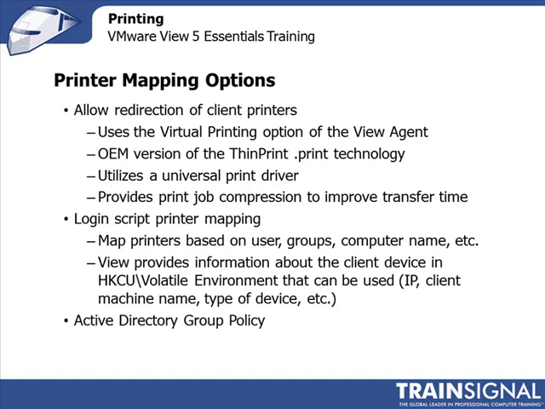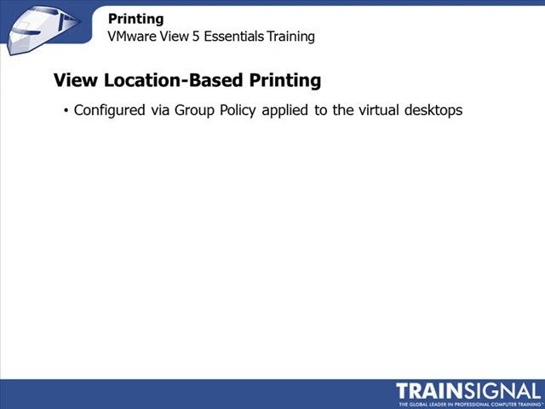You can also deploy printers through Active Directory group policy. And finally, View offers the location-based printing option, which we'll discuss now in more detail. The location-based printing offered with View is configured via group policies that are applied directly to the virtual desktops. View implements this group policy setting via a special DLL that you need to register on the machine that you're going to manage this group policy with. It's a little bit different than just using the traditional ADM template approach. This provides View administrators a special GUI designed specifically for location-based printing.